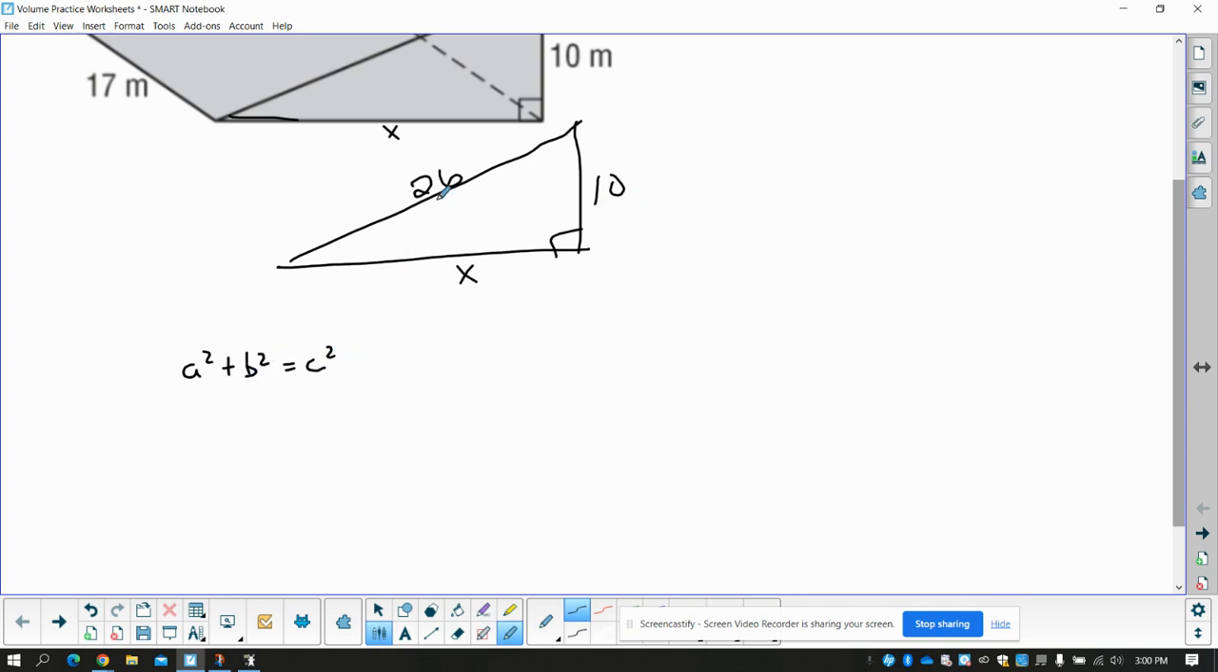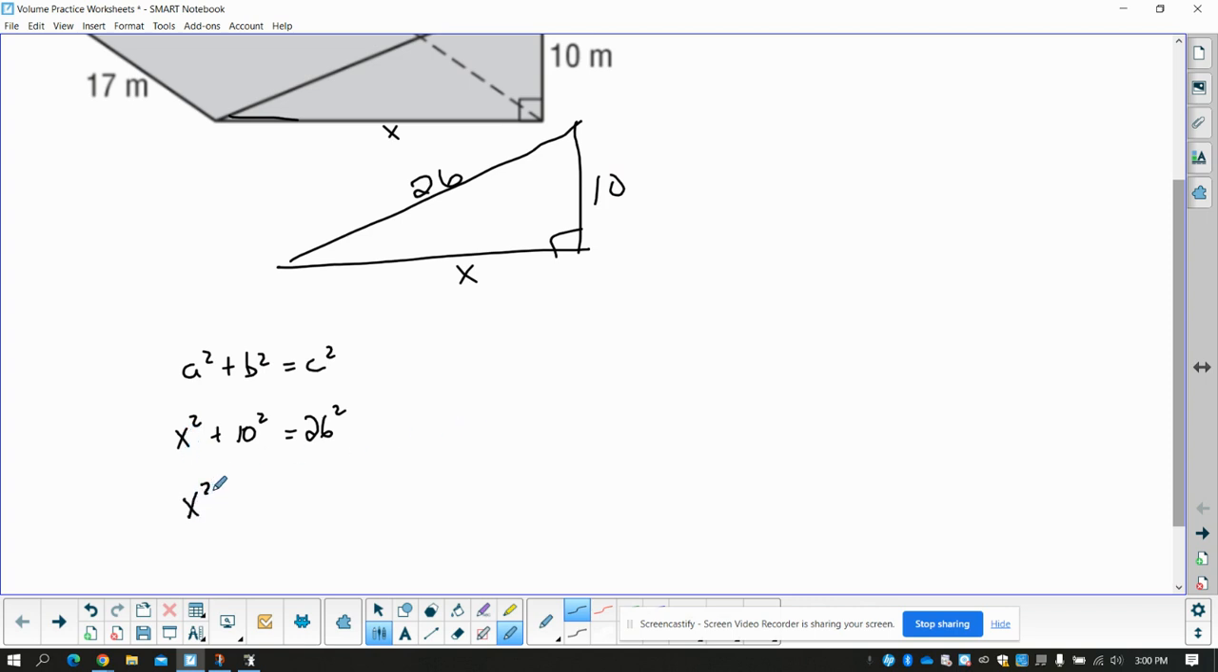Okay, so the C is always the hypotenuse, which is opposite the right angle. The A and the B are the two legs, in this case the X and the 10. It doesn't matter which one is the A and which one is the B, it's just the two legs. So I'm going to put the X here, and the 10 I'm going to put for the B. There we go. Now let's do some algebra.